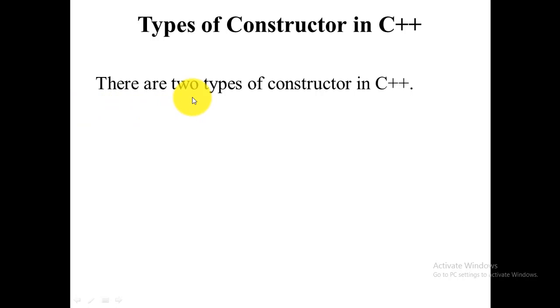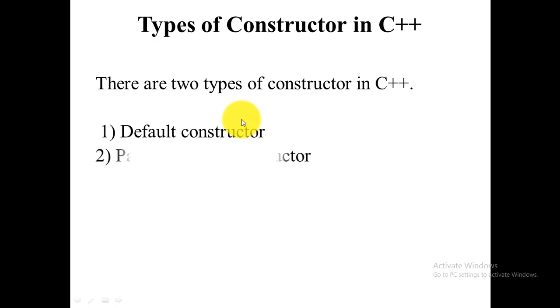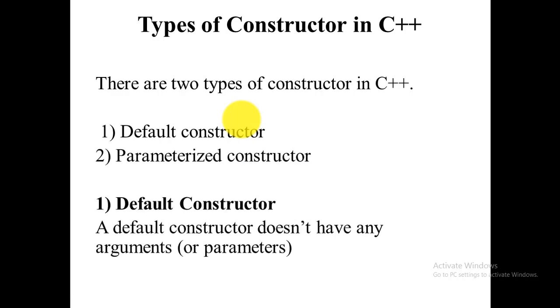So there are basically two main types of constructors in C++. Default constructors, parameterized constructors. Our default constructor doesn't have any argument or parameters. As we have seen in the previous example that we haven't defined any parameter, any arguments in the constructor. So that was an example of default constructor.